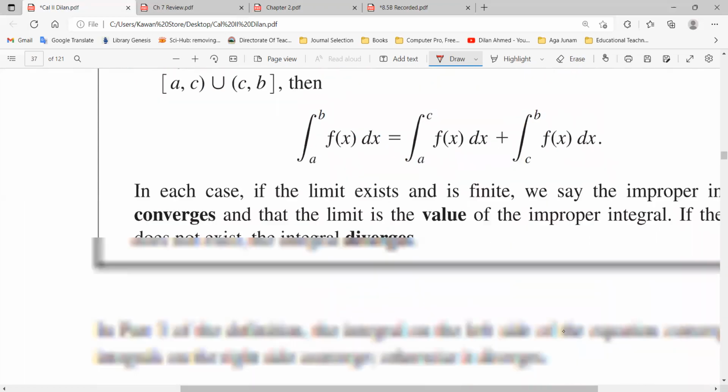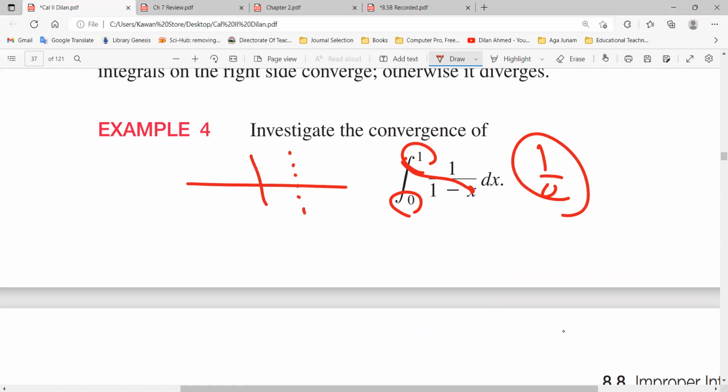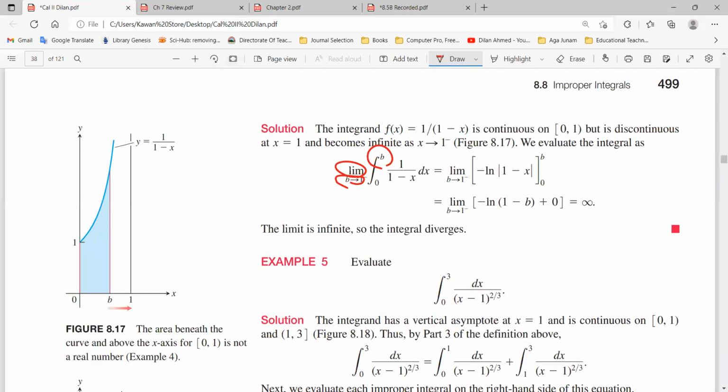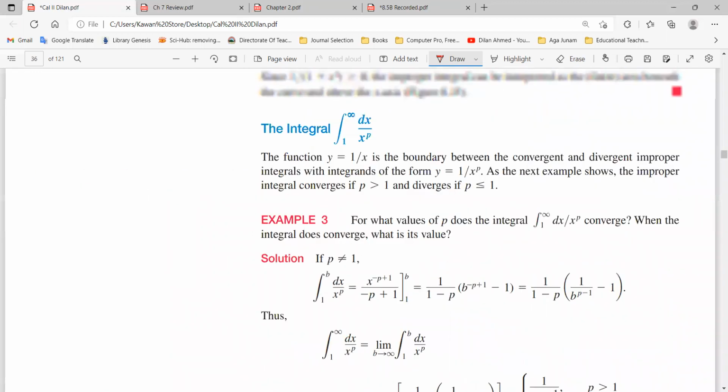So here you can see from that example, between 0 and 1, if I substitute 1 here, I will get 1 over 0, which makes an asymptote. That's why at 1 we have an asymptote. That's why we need to change that integral to a limit. Here 1 is changed to b, and b is going to 1. So we use the limit idea. So both cases depend on the limit, so we are going to review those ideas that we need.